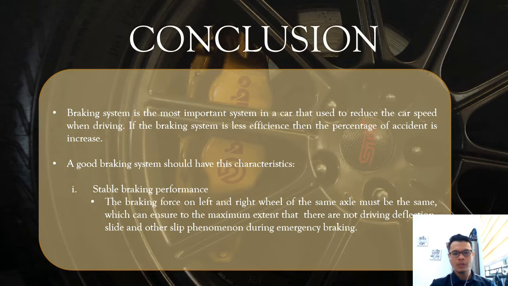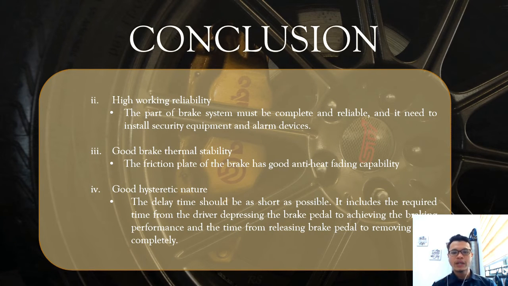As the conclusion, the braking system is the most important system in a car, used to reduce the car speed when driving. If the braking system is less than efficient, then the percentage of accidents increases. A good braking system should have these characteristics. 1. Stable braking performance. The braking force on the left and right wheel of the same axle must be the same, which can ensure to the maximum extent that there is no driving deflection, slide and other slip phenomena during emergency braking.